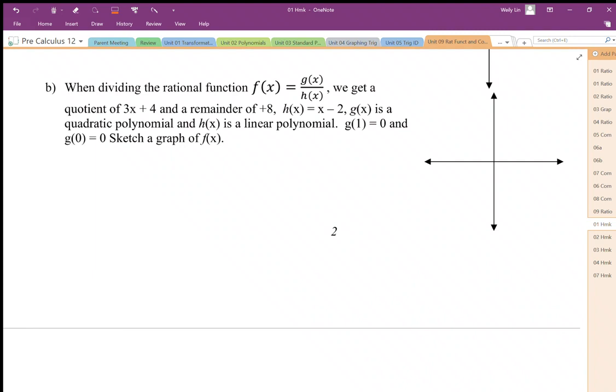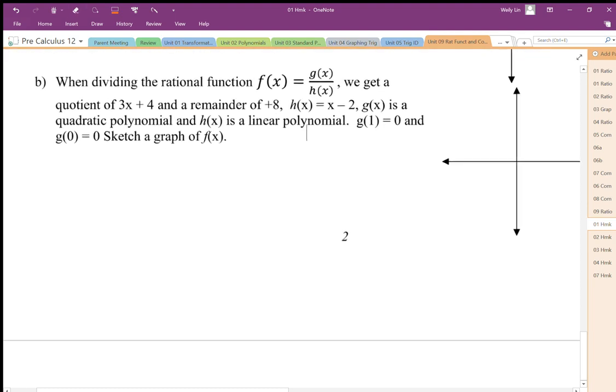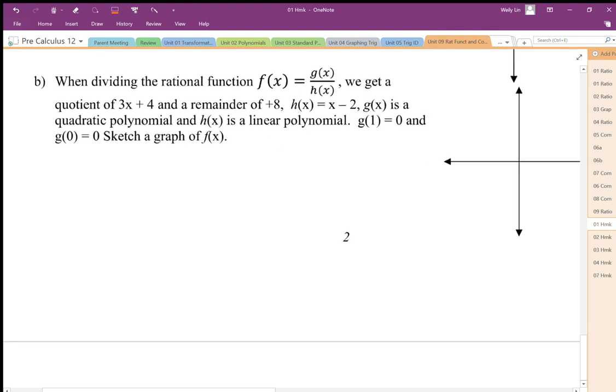Question B, we're given a rational function f of x that has a g of x function in the numerator and an h of x function in the denominator. It says we get a quotient of 3x plus 4 when we divide these two functions, with a remainder of plus 8. The denominator is a linear function, x minus 2, and g of x is a quadratic polynomial. So we're being given a bunch of information that we need to interpret.